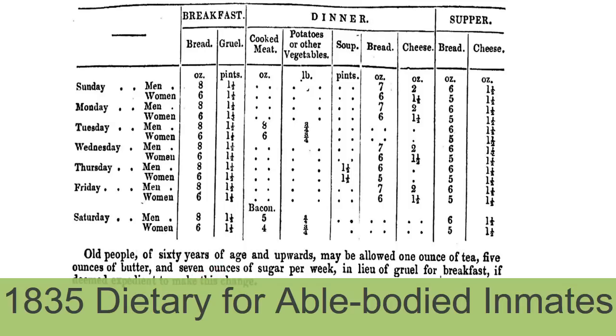At the bottom, there's a note, the elderly could trade in their gruel, if they wished, and who wouldn't, for some tea, butter and sugar. The dried tea meant they could brew up whatever they wanted to.